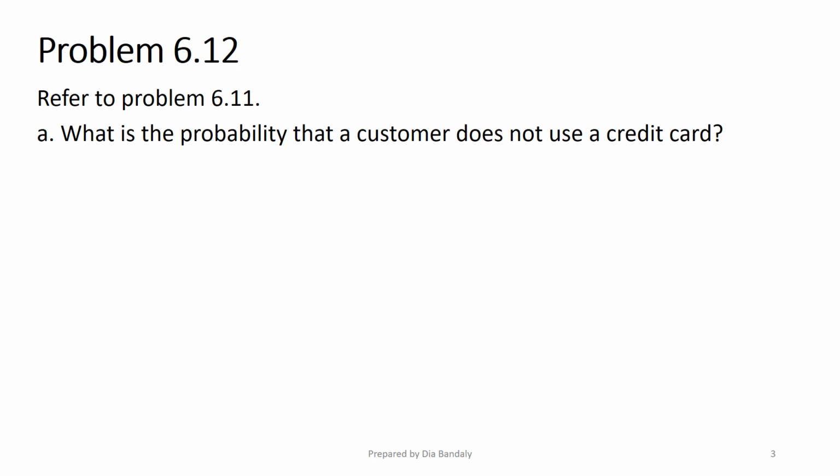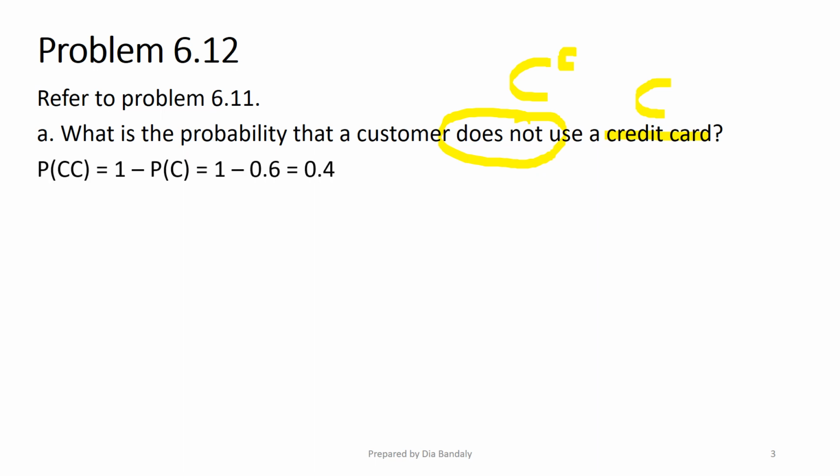So the event that we're referring to is credit card. And when we say does not, that means this is the complement, right? So if the credit card is C, does not use, this is C complement, remember? We denote that as the complement. So this will make the probability of that, in fact, this should be a superscript, I'm sorry about that. Okay, so it's 1 minus the probability of paying with credit card, which is 1 minus 0.6, so 0.4.